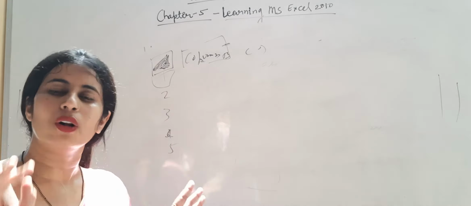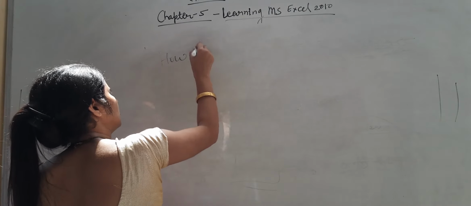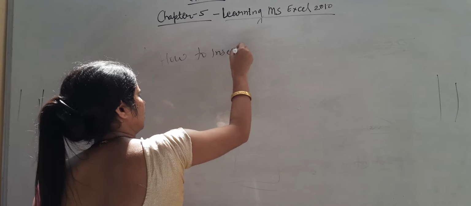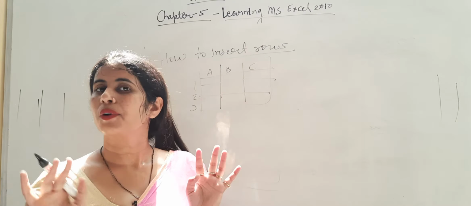Next is how to insert rows, how to insert columns, how to insert a sheet. First, how to insert rows. Rows we know. Suppose this is my worksheet. In my worksheet, here I have 3 rows, 1, 2, 3, and 3 columns, and I want to increase them. I am going to increase a row.